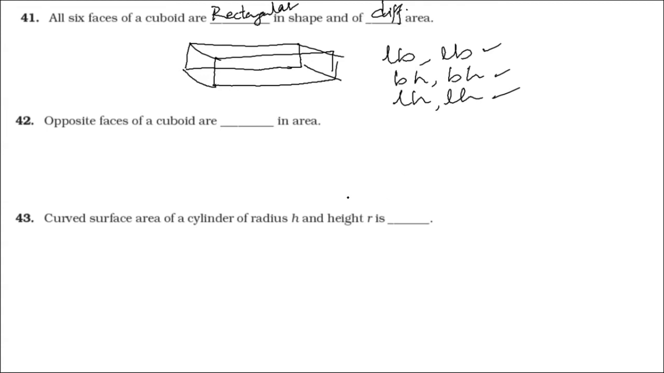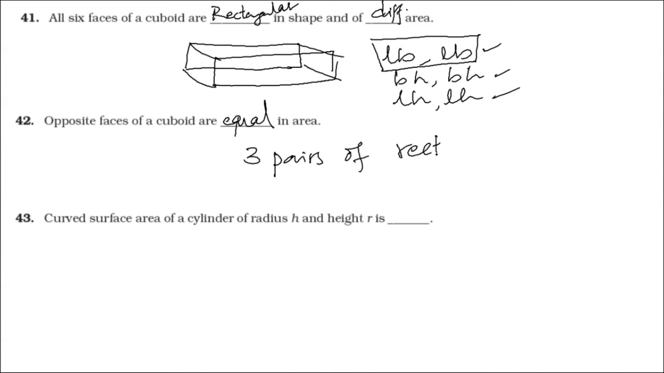Question number 42. Opposite faces of a cuboid are dash in area. It's very clear that they are equal in area because these two are the opposite faces. They will be equal in area. There will be three pairs of rectangles having equal area.